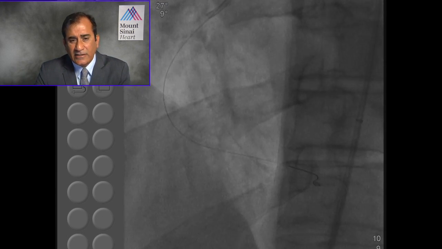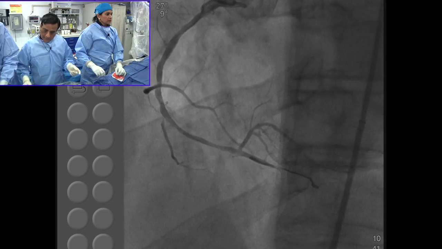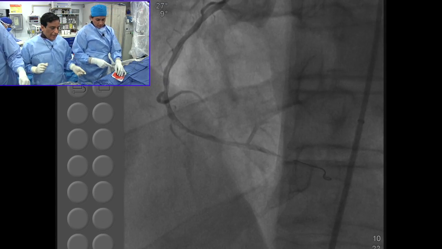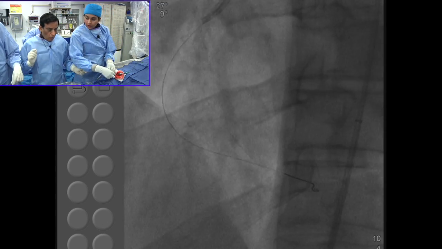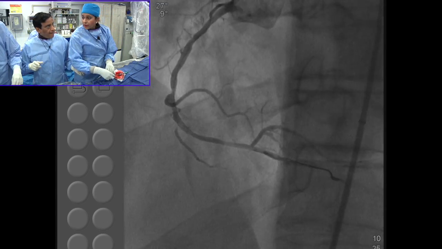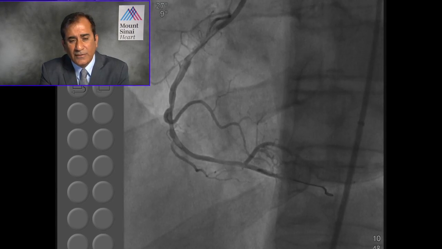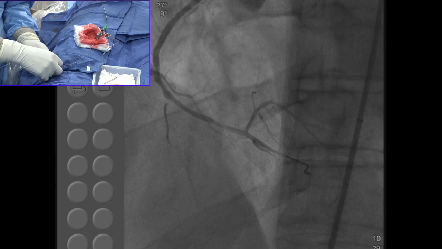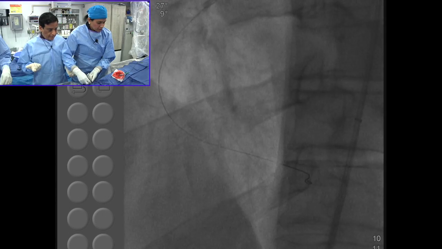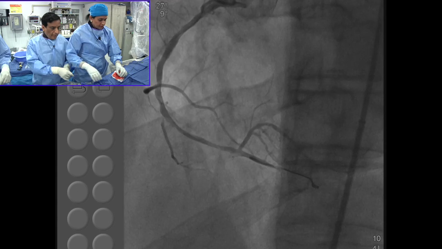Technically, it appears from the data and from some of your observations that the key is vessel preparation before you deploy a BVS, no? Absolutely, that's the key here. And post-dilate every case. But there is a little disparity between the 3.5 and the distal, which is 3.0. Yeah, post-dilate and go to the same 20 atmospheres. Remember, it was 30 in the beginning when this started.